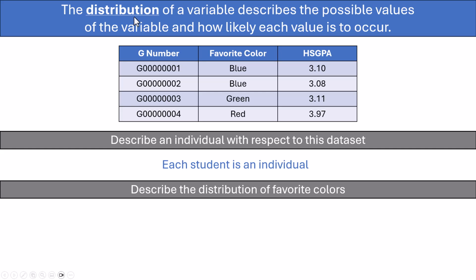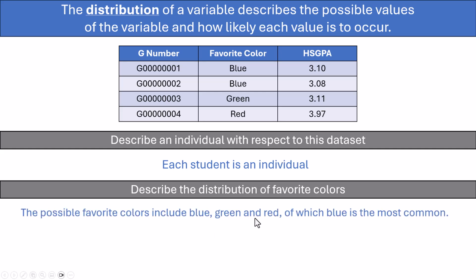Next, we are asked to describe the distribution of favorite colors. Well, the distribution of a variable should describe the possible values of the variable and how likely they are to occur. Based on our dataset, there's really only 3 possible values for the favorite color variable. We have blue, green, and red. Blue is the most common because we had 2 students choose blue.